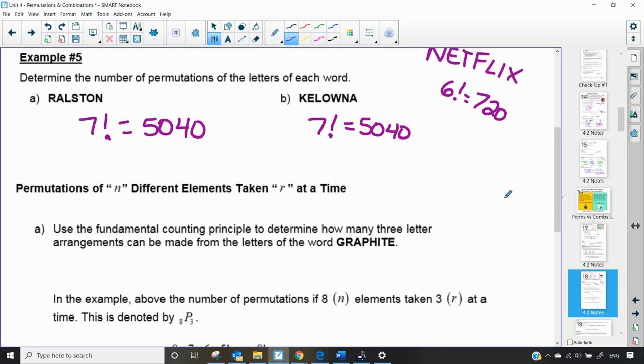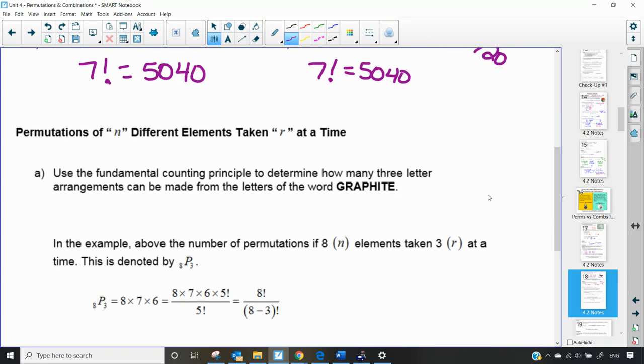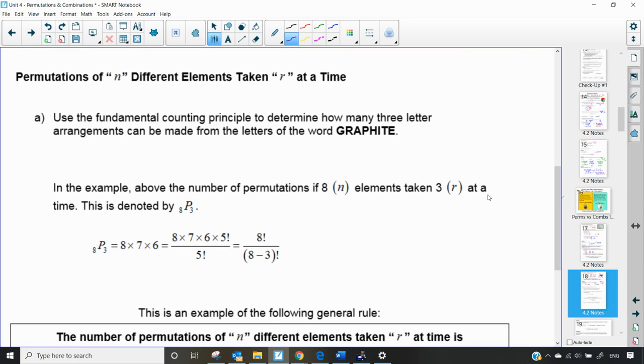Now we can also write out some of this using permutation notation as well. So we're going to look at an example here. If we're using the fundamental counting principle to figure out how many 3-letter arrangements can be made from the word graphite, notice this time we're not taking all of the letters, we're just taking 3 of them. So if we wanted to use the fundamental counting principle, we draw out our 3 blanks, and we'd say, well, graphite has 1, 2, 3, 4, 5, 6, 7, 8 letters. So that means I have 8 choices for the first, 7 for the second, and 6 for the third. So that would give me 336 combinations.